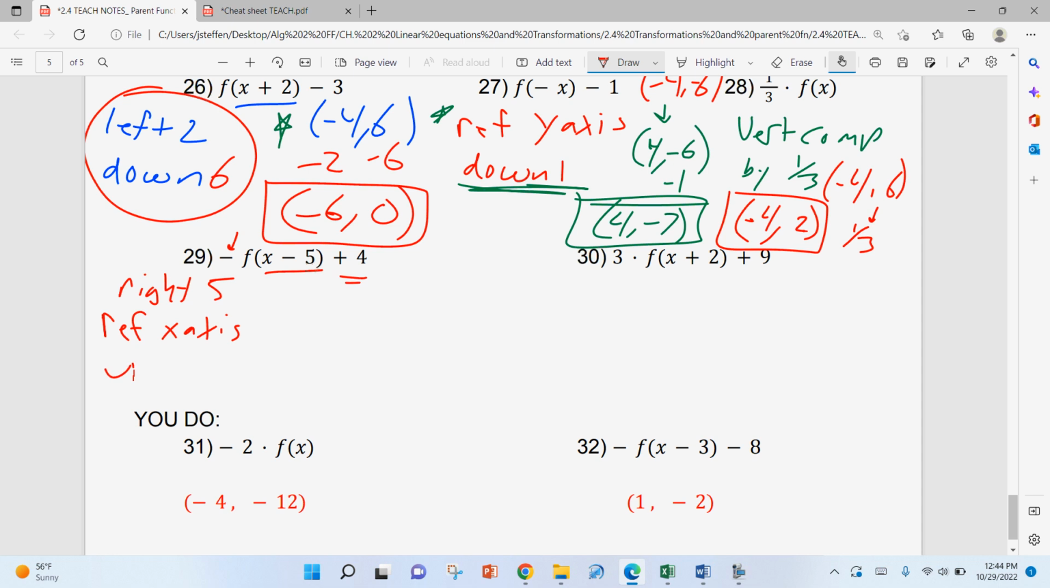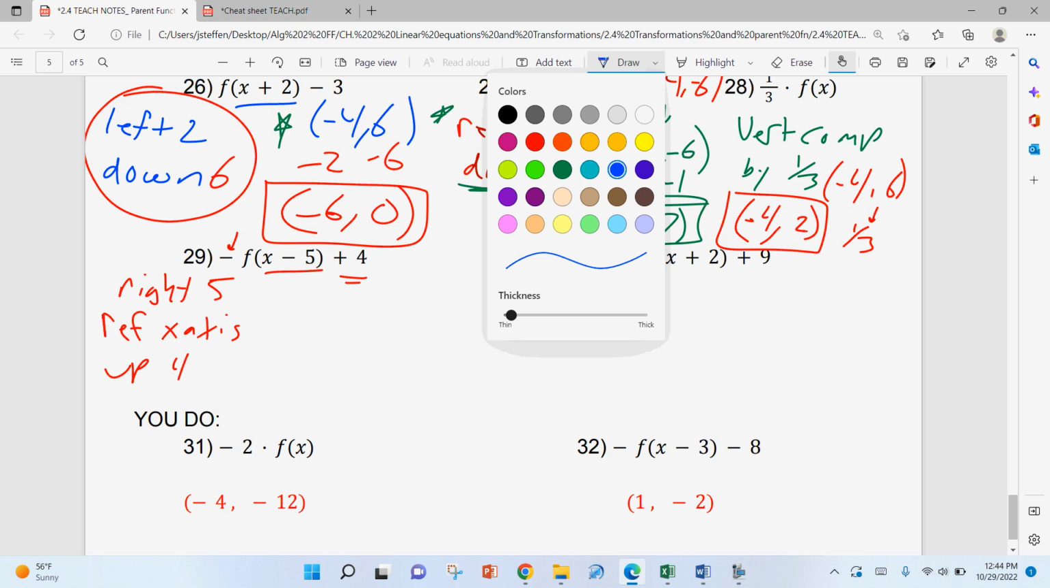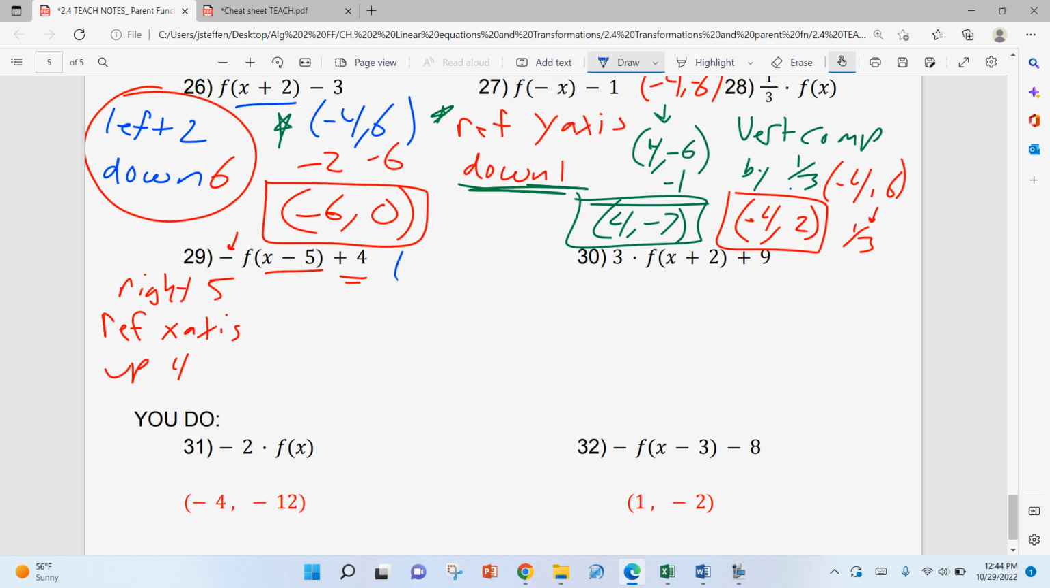Plus 4 is up 4. And again, you want to do it in this order. Make sure you're being careful with that. So again, we're starting with negative 4, 6. To the right 5 is we add 5 to our x value. Again, you can check our chart. Negative 4 plus 5 is positive 1. So now we're at positive 1, 6 when we went right 5.